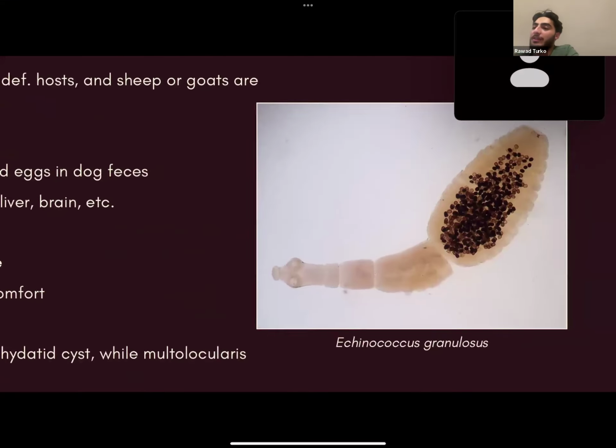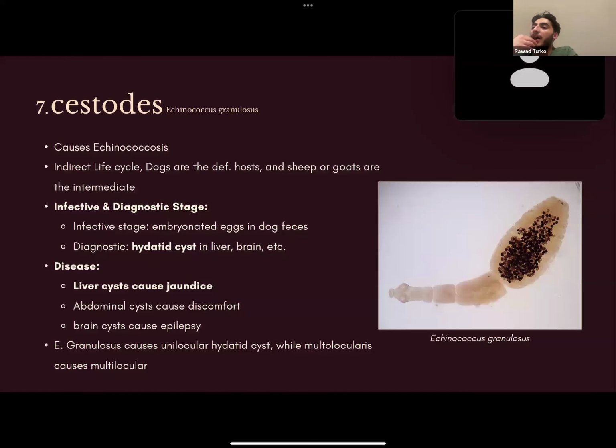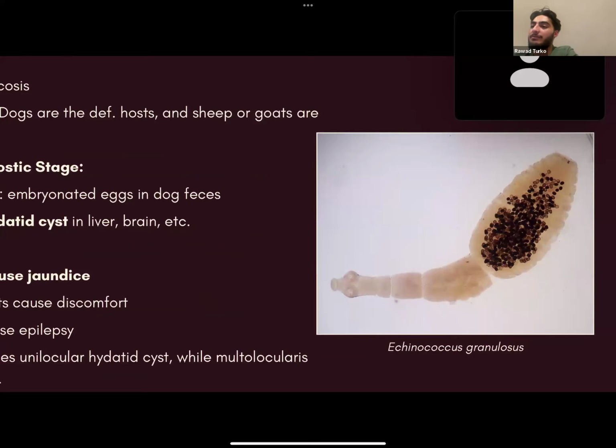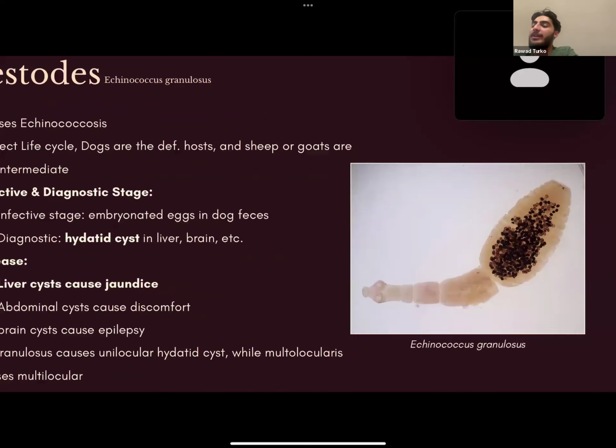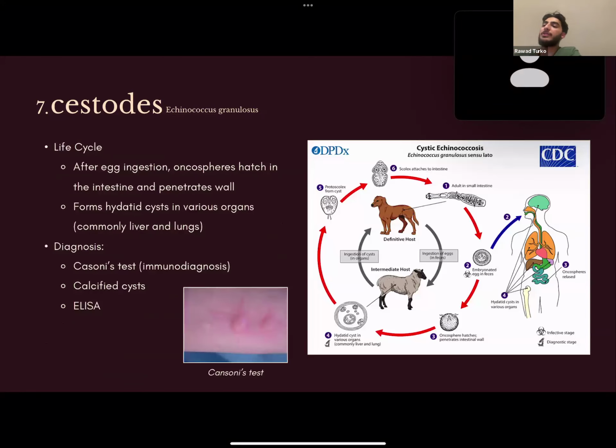Okay, this is what the worm would look like, the cestode. This is actually Echinococcus granulosus. It's known as one of the shortest tapeworms. That's because, as you can tell, it only has a head and then 3 proglottids. Okay, so it's very, very short. This is a very typical picture for Echinococcus granulosus. Okay. All right. So this is the life cycle.